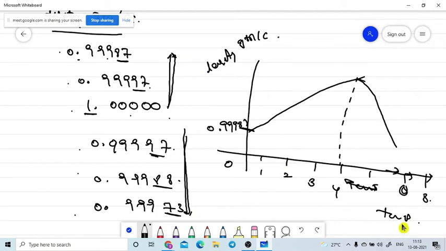I am drawing the graphical representation of how the density is related to the temperature. At 0 degree centigrade, the density of the water is 0.99987. If we go up to 4 degrees centigrade, the density is increasing. The maximum value is equal to 1 gram per cc. After this, as the temperature increases, the density goes down. After this, it shows normal behavior.